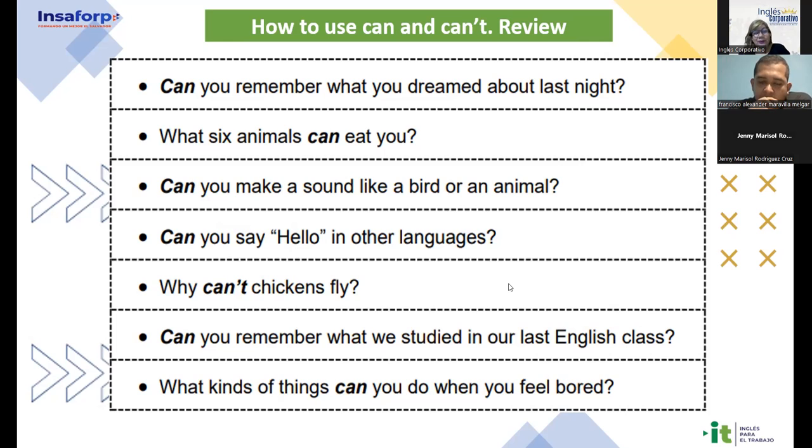Sí, ok. ¿Cuál es? Number seven: what kind of thing can you do when you feel bored? Bored, when you feel bored. Number seven. Bueno, si la usa, tendría que ser crochet. Okay. Thanks, teacher.